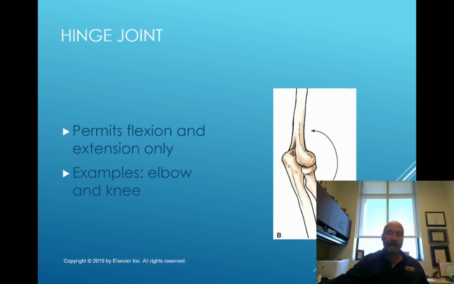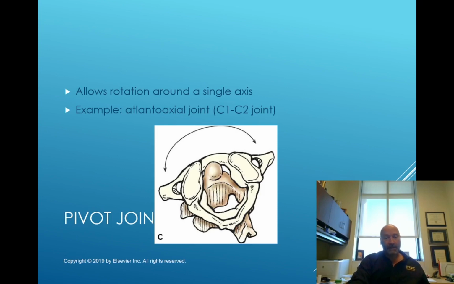And the reason for that is because of the knee, you truly just have really one motion. In the elbow, it is a hinge joint, but at the same time, you've got some rotational motion there as well. So it's not just a hinge joint, but it's also a pivot joint, which is the next one.